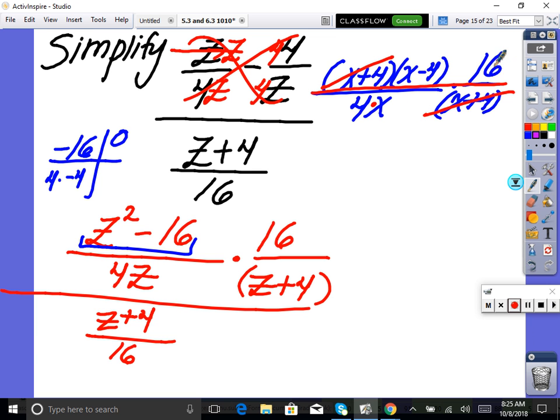So 16 and 4: that becomes a 1, and this becomes a 4. So what was left on top? 4 and x minus 4. Then on bottom, all that was left was an x.